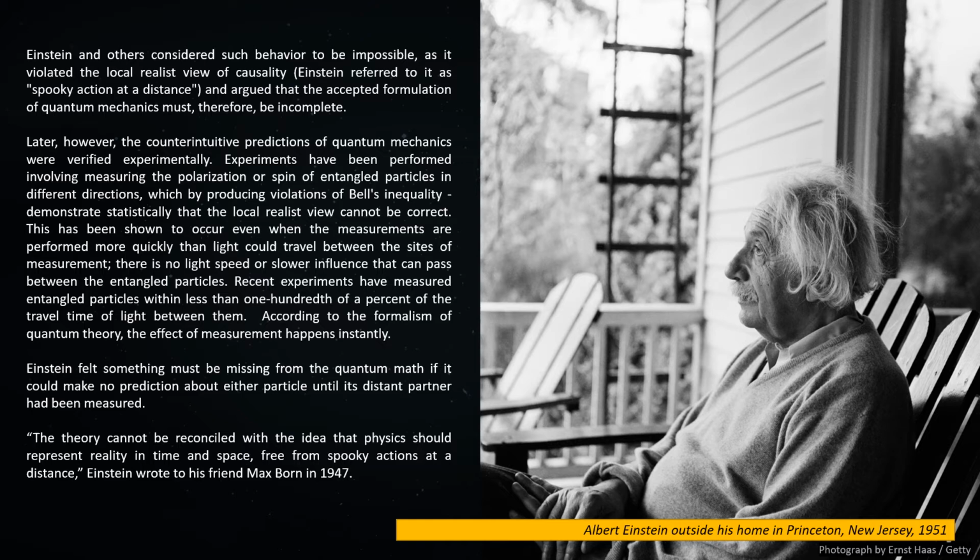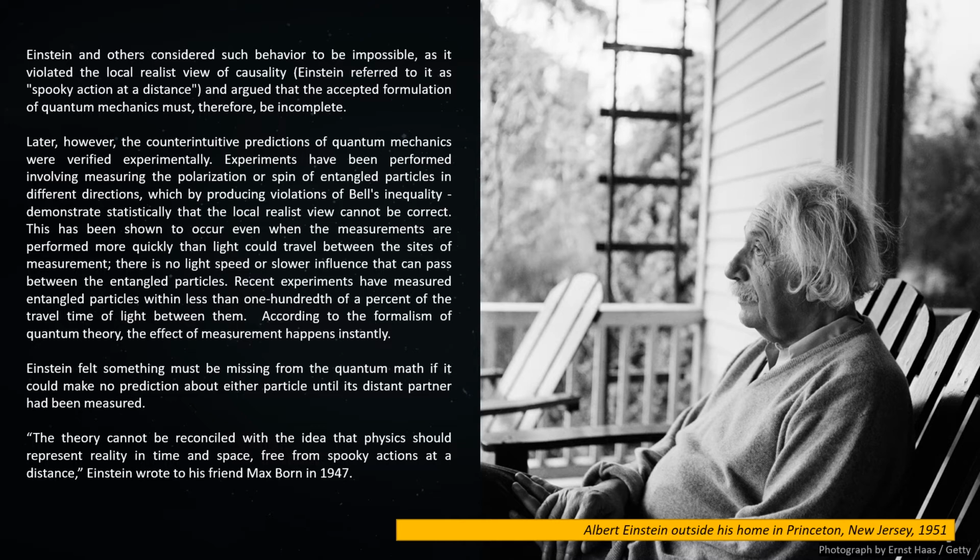Experiments have been performed involving measuring the polarization or spin of entangled particles in different directions, which by producing violations of Bell's inequality, demonstrate statistically that the local realist view cannot be correct. This has been shown to occur even when the measurements are performed more quickly than light could travel between the sites of measurement. There is no light speed or slower influence that can pass between the entangled particles.